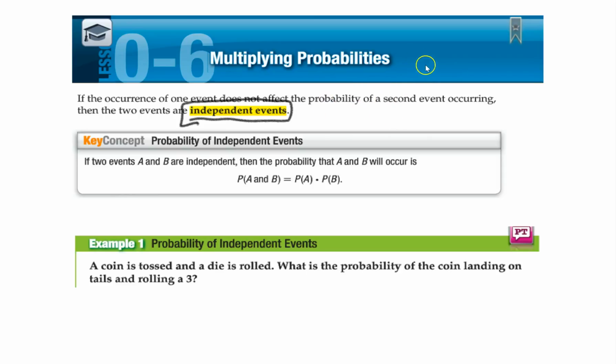So a good example is if we roll a die. Right, you could roll a die once and you get a number 1 through 6. If you roll it again, the fact that I got a 2 the first time has no effect on what I'm going to get the second time. Right, if I roll it again, I might get a 2, I might get a 3, who knows? Right, they have no effect on each other.